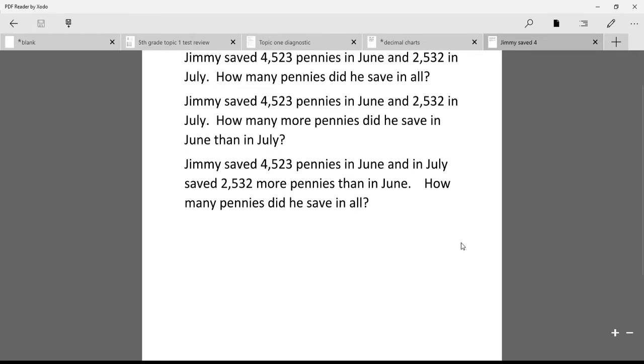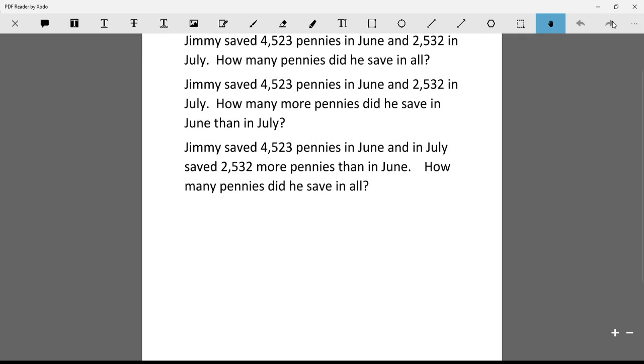Alright, today we are going to go over a couple of word problems. They are similar word problems, but the math we have to do is different based on what they're actually asking. So, let's just get to it.